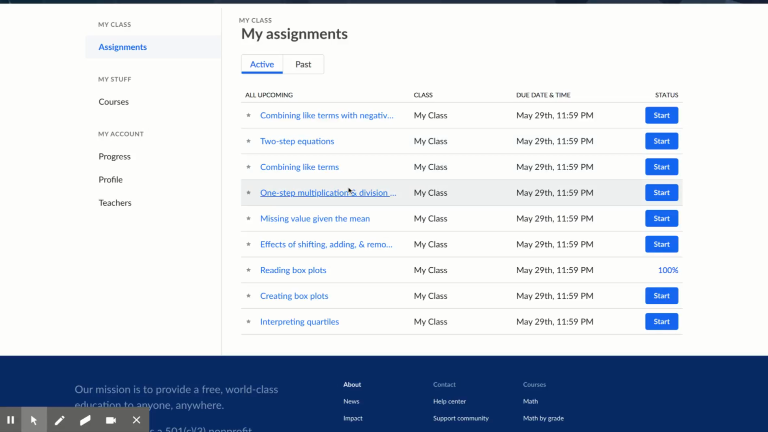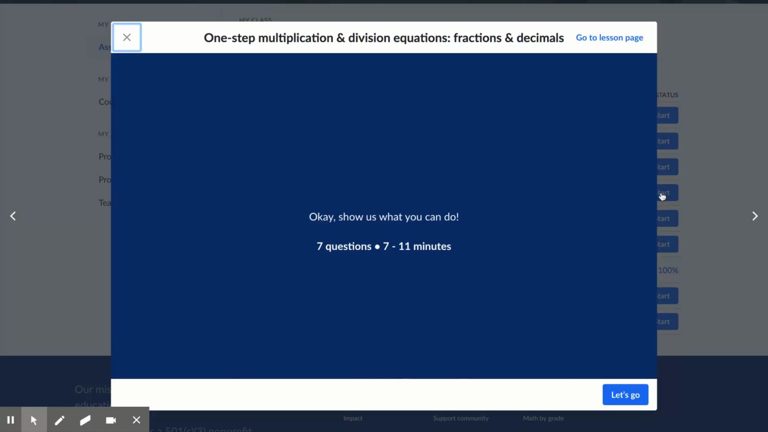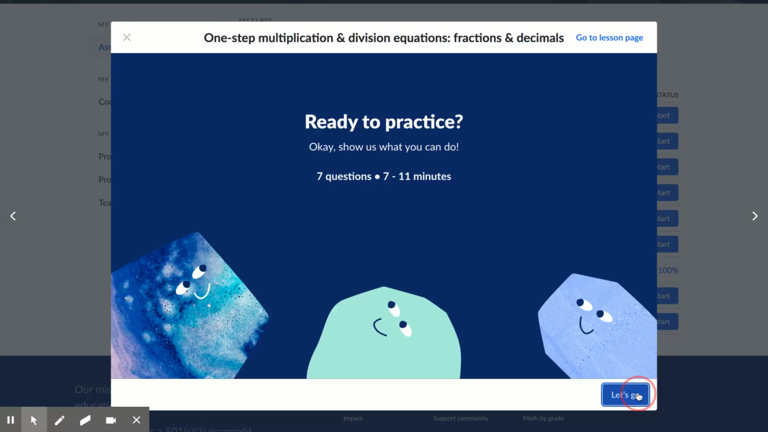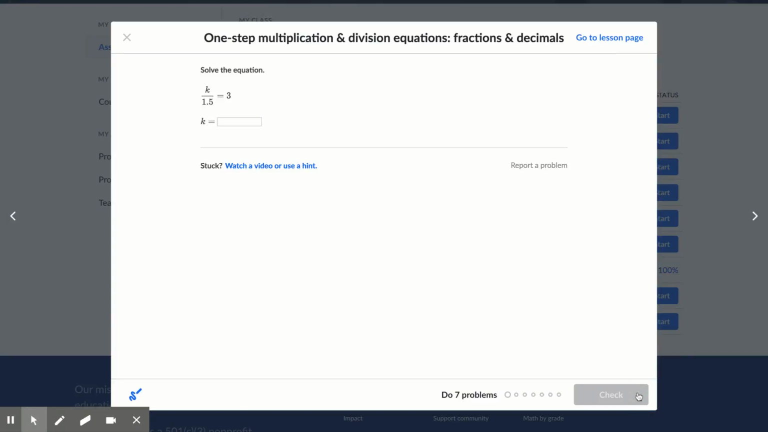So let's go into one-step multiplication and division problems here. As we're going into this, you should have a basic familiarity with this. This is one step. You did this in sixth grade. We are going to be looking at a lot of problems that are set up like this. You're going to see a variable. The variable is that letter, that K in this equation here.